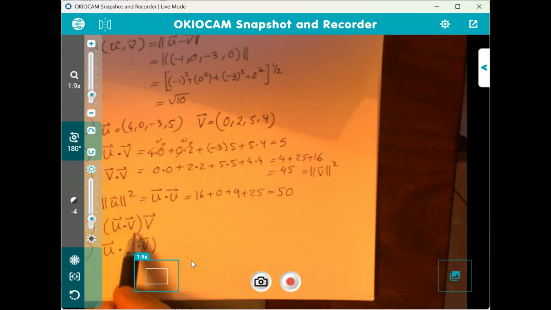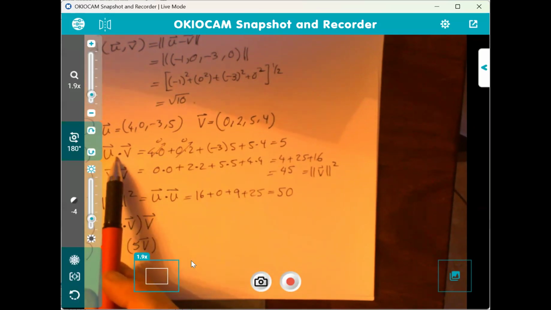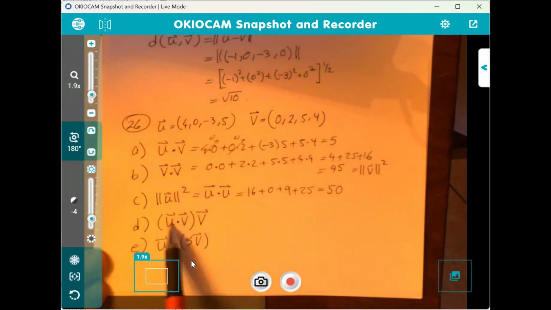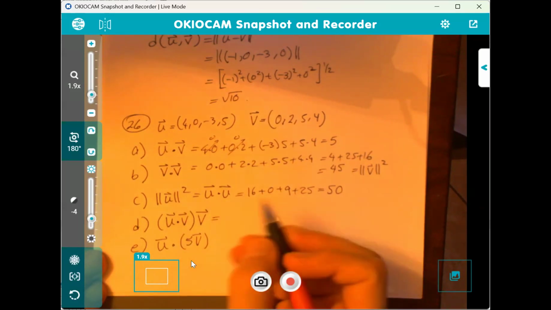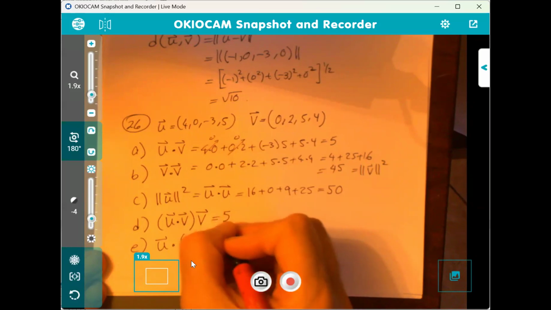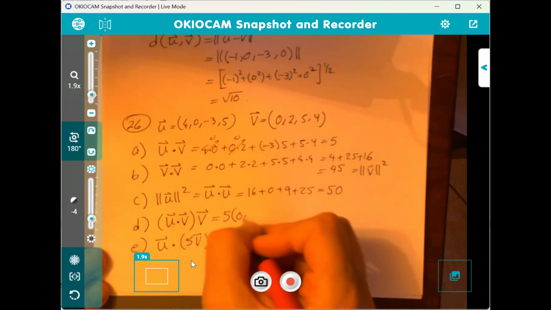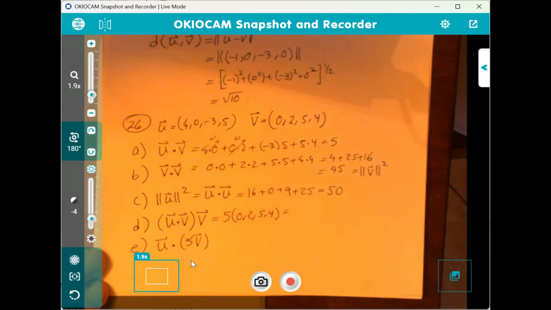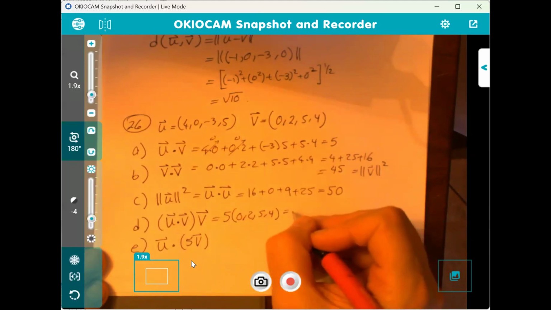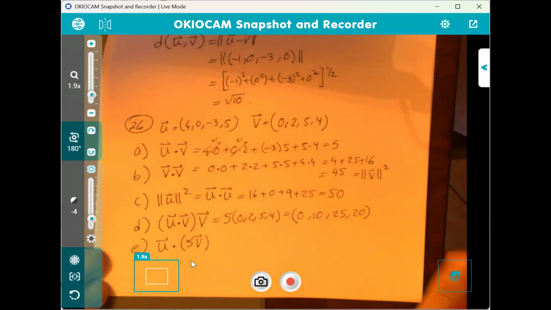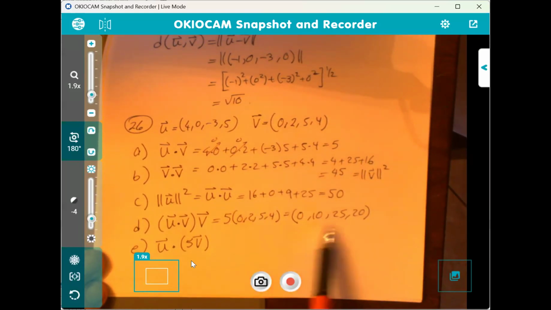Now, for the next one, u dot v. Well, u dot v, that's from part A. We've already done that, haven't we? So u dot v is going to be 5. And then multiply that times vector v. Vector v is 0, 2, 5, 4. So that's going to give us a vector that is 5 times the length of this vector, right? You multiply 5 times each component. So that's 5 by 0, 5 by 2, 5 by 5, 5 by 4. That's 5v.